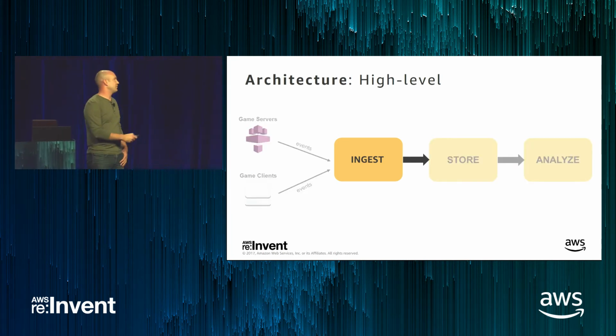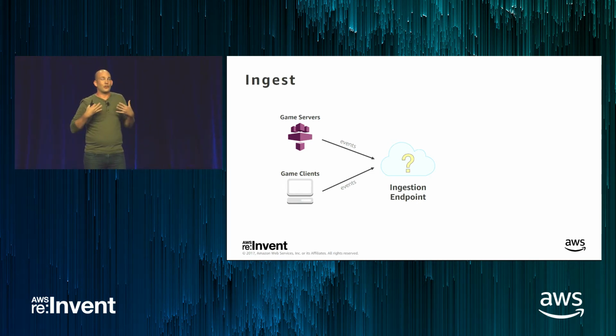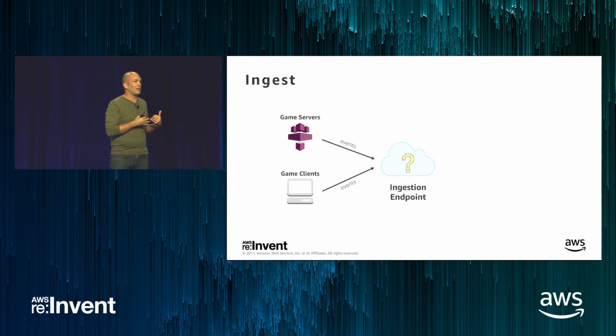So let's talk about ingestion. There's really, I think, one major thing that's important when you're picking how you're going to ingest your data into your backend. And that is making sure your clients and servers know as little about it as possible. Right? Decouple them from what's going on as much as possible.